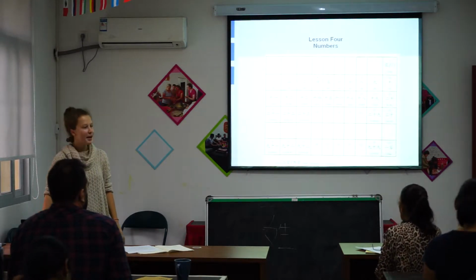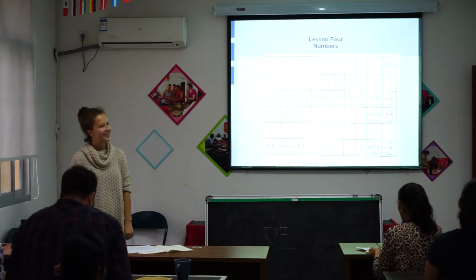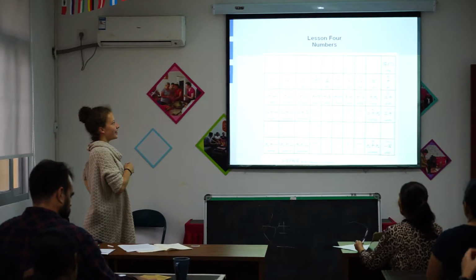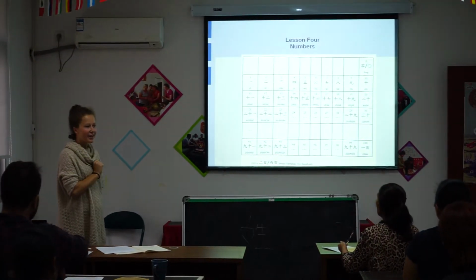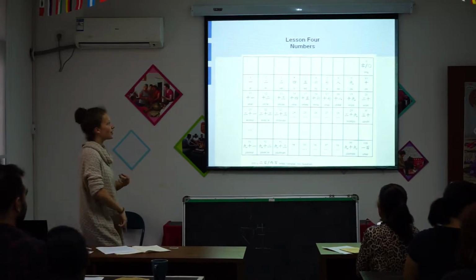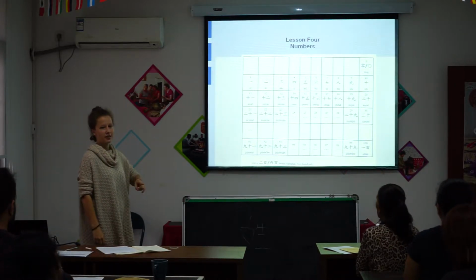And now we will learn numbers! Awesome. We can also learn characters, because numbers from 1 to 3 are very easy. 1, 2, 3, very easy to write. But let's learn the pronunciation first.